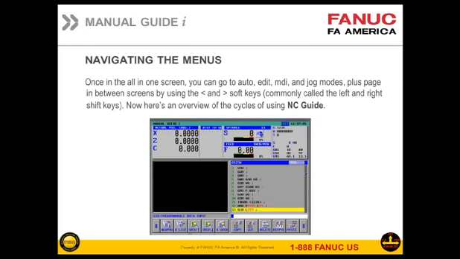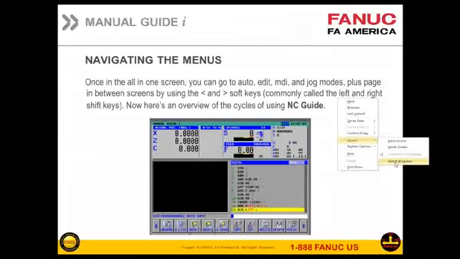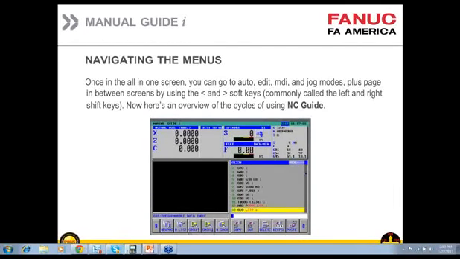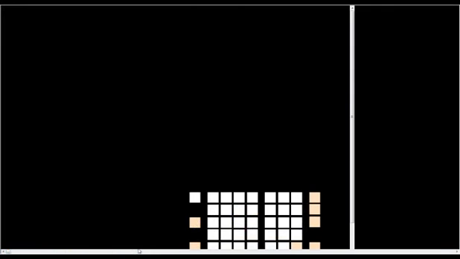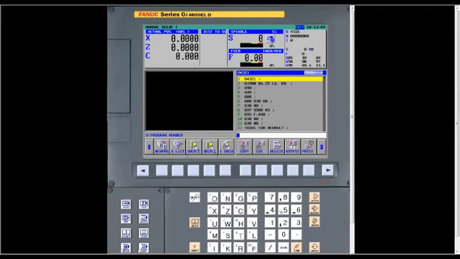Now at this point, I'm going to change screens and go into NC Guide, which is our offline software where we can simulate a total control. As you can see, this is a FANUC Series 0i Model D control, and it is set up for a lathe.